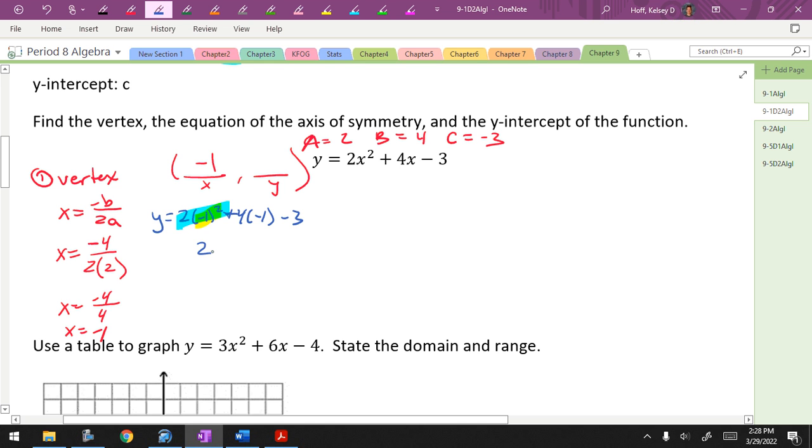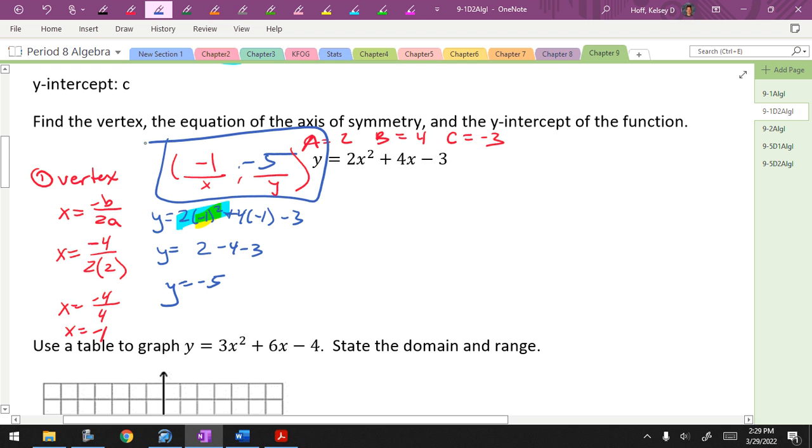I just do it in one step. Does that make sense? 4 times negative 1, negative 4, and then minus 3. 2 minus 4 minus 3. I would agree, everybody, negative 5. Okay. So my vertex occurred at negative 1, negative 5.